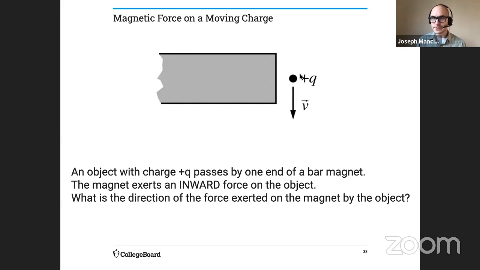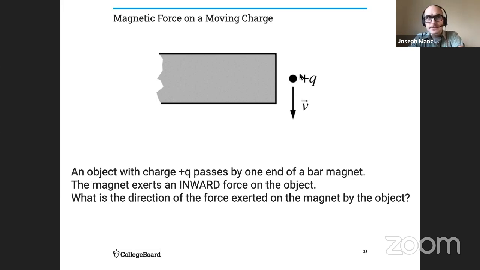Or this is a trick question. An object with a positive charge passes by one end of a bar magnet. Oh, look, the velocity's down. Maybe that matters. The magnet exerts an inward force on the object. What is the direction of the force exerted by the object on the magnet?